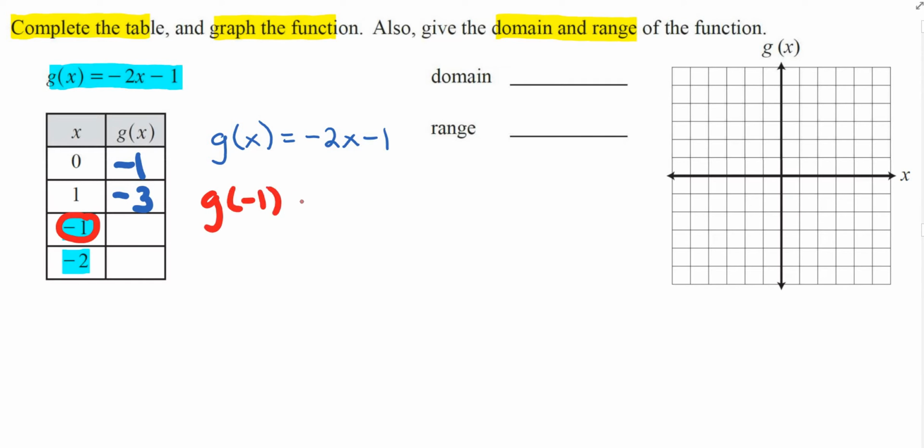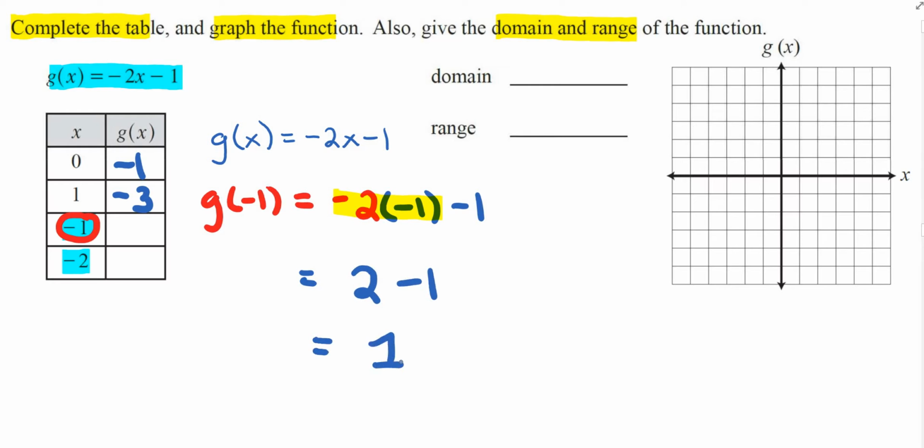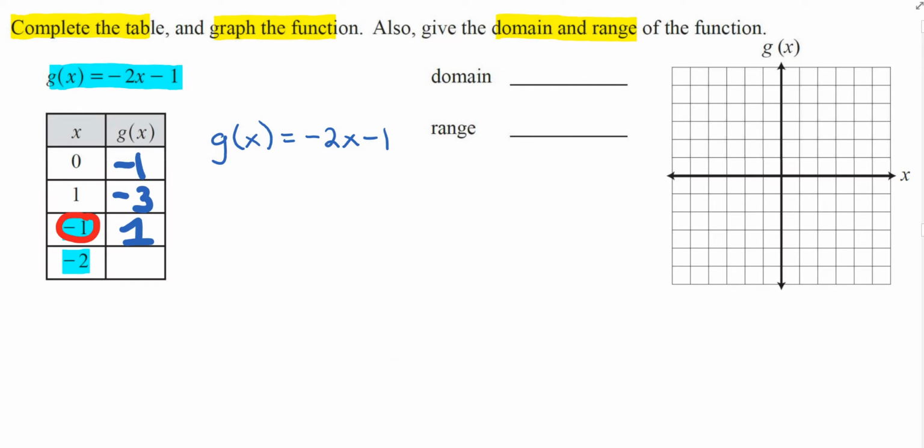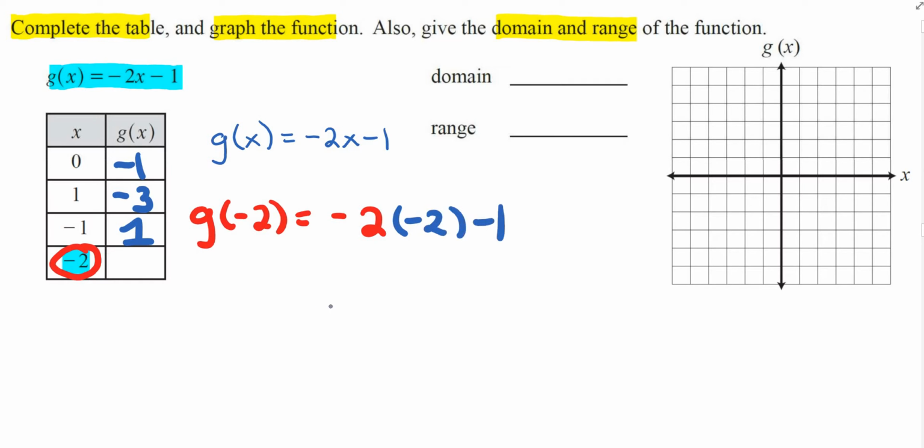We're done with g of 1, and now let's continue on with g of negative 1. Once again, anytime you see the x variable, that gets replaced with negative 1 this time. Negative 2 times negative 1 is going to be positive 2, and positive 2 minus 1 is going to be positive 1. So 1 goes there. Finally, let's finish off this problem by figuring out what g of negative 2 is. Negative 2 times negative 2 minus 1. Negative 2 times negative 2 is going to be positive 4, and positive 4 minus 1 is going to be 3. So 3 would go into that box right there.